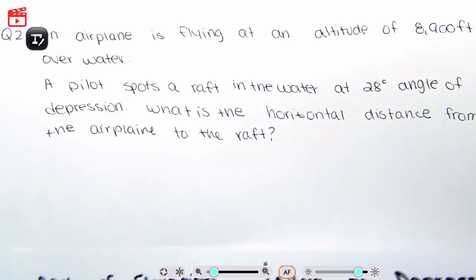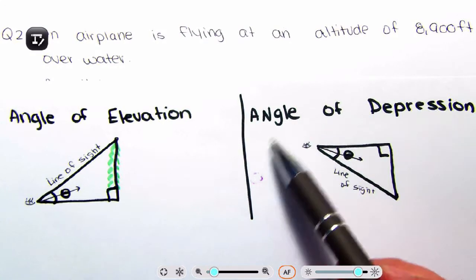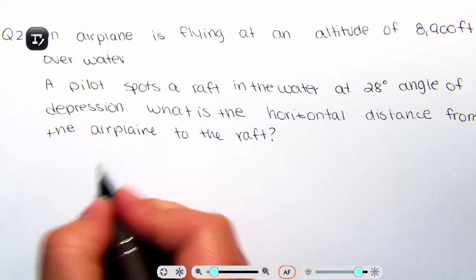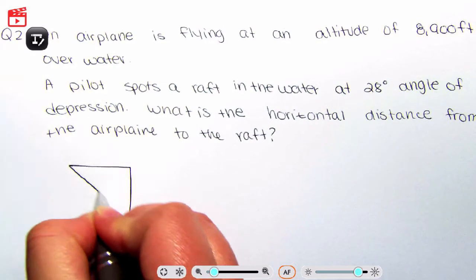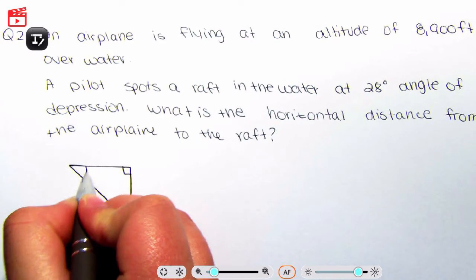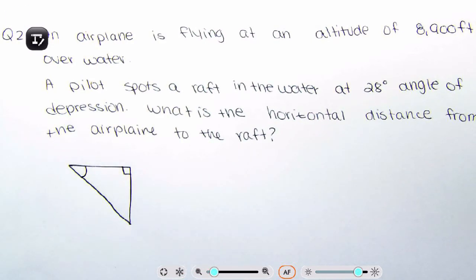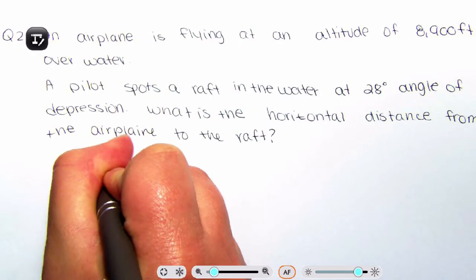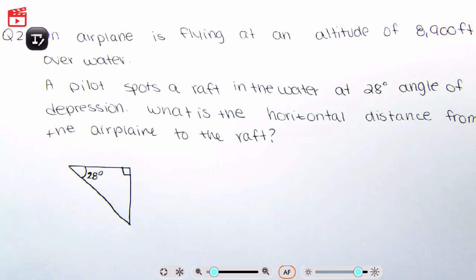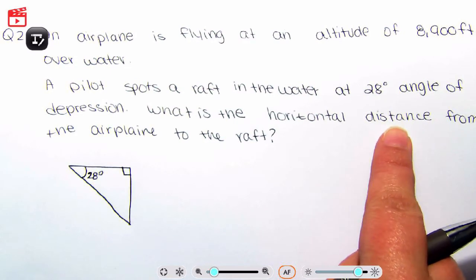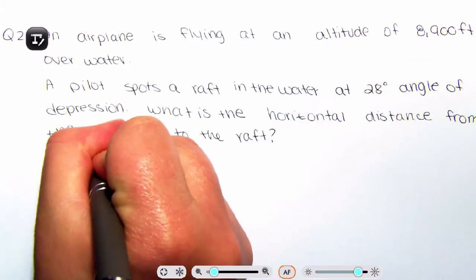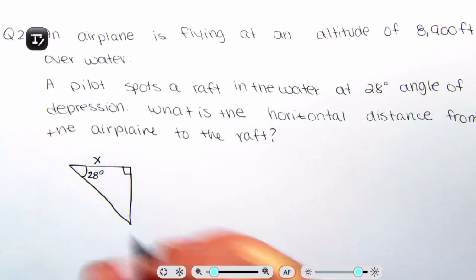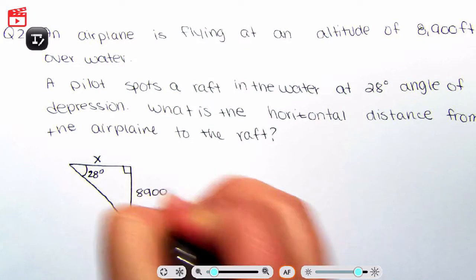So let's go ahead and look at our cheat sheet here real quick. So we have angle of depression, so we're going to be looking something like this. I'm just going to quickly sketch this out. So we're looking here. This is going to be our angle of depression. So where is our angle of depression? There it is. It is 28 degrees. Since we have 28 degrees, we want the horizontal distance from the airplane to the raft, which is going to be this one here. And we know that the altitude of the airplane flying is 8,900 feet.